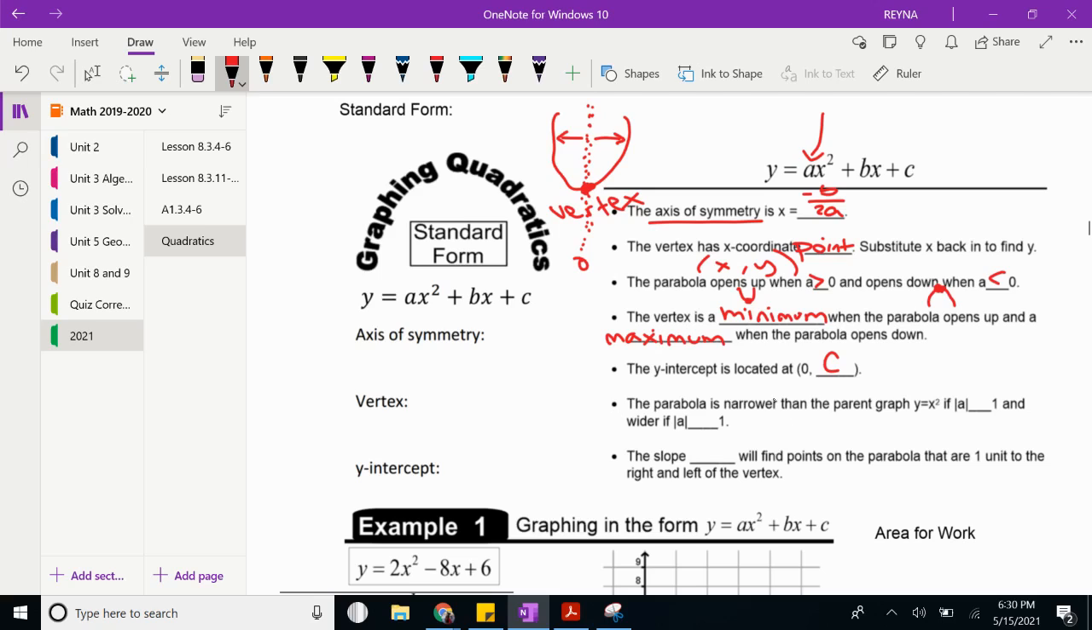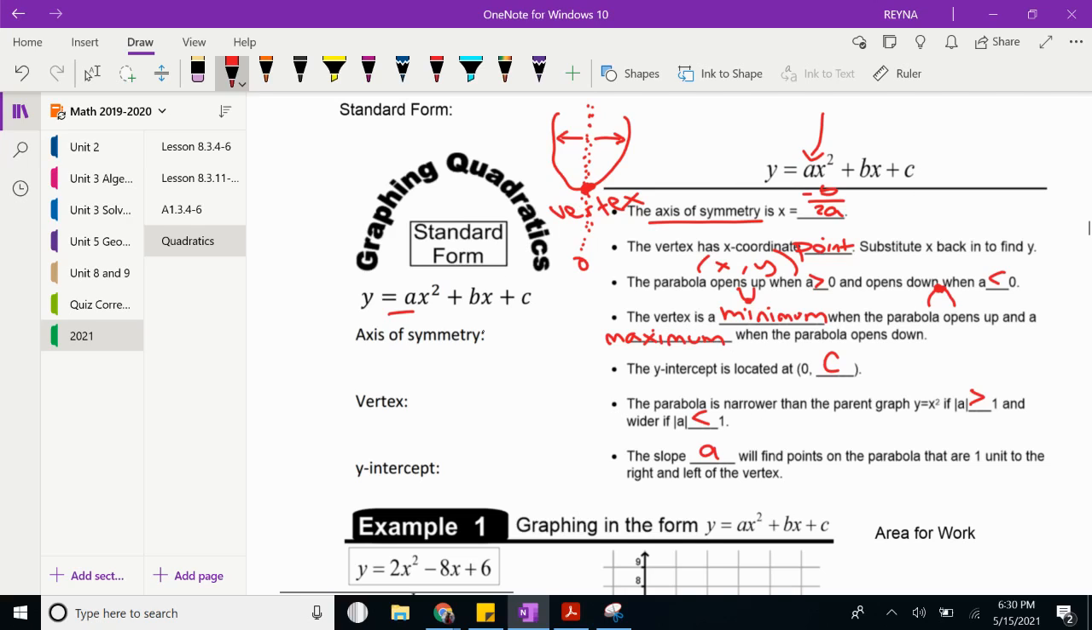A couple more things. Your parabola is narrower or skinnier than your parent graph if the absolute value of a is greater than 1, and it is wider or fatter if your absolute value is less than 1. And your slope, which is your a value, will find points of the parabola that are 1 unit to the right and 1 unit to the left. So if we're looking at a, if there is a 1 there, then that means we have a slope of 1. Rise 1, run 1. If the a is a 2, then we can do rise 2, run 1. You'll see examples of this.